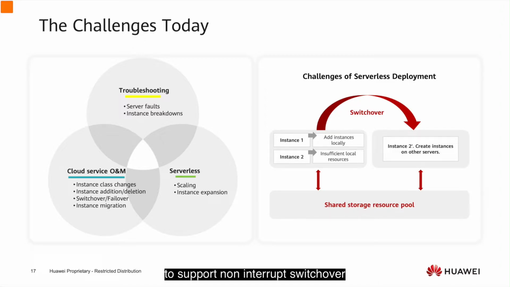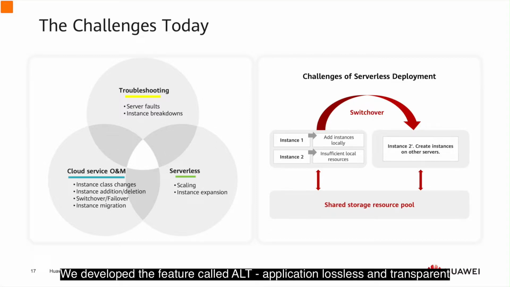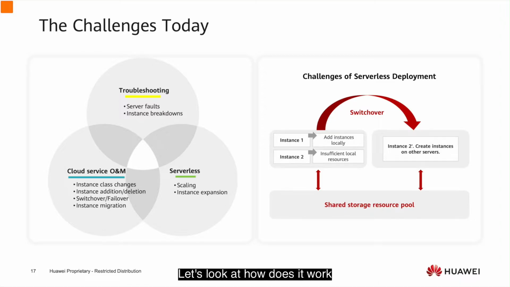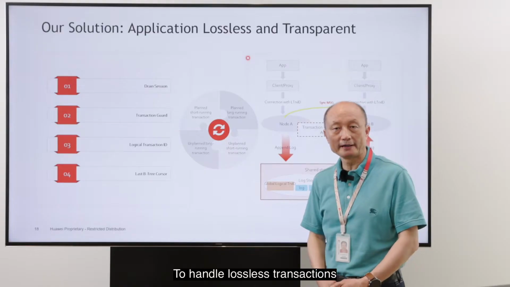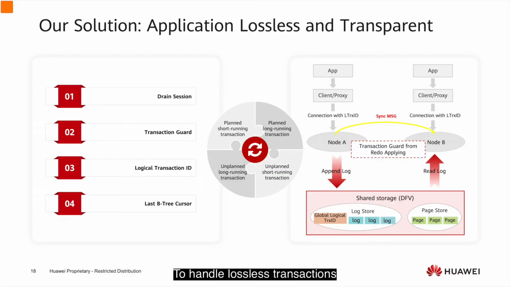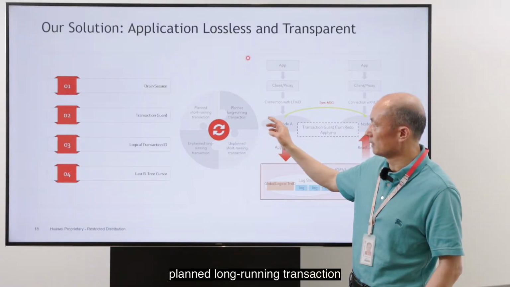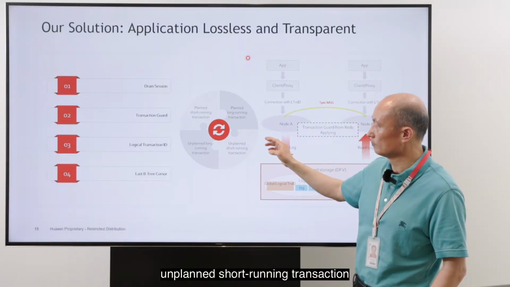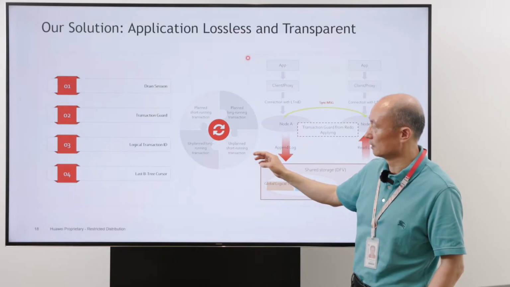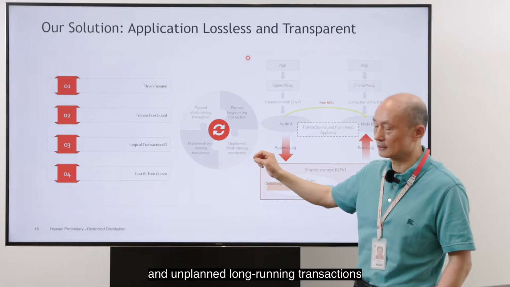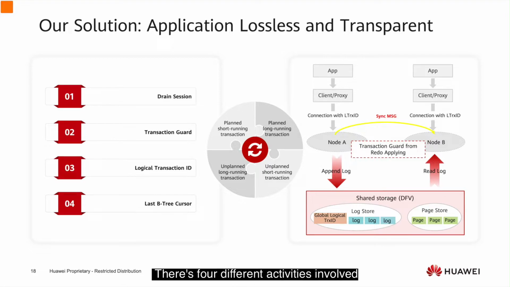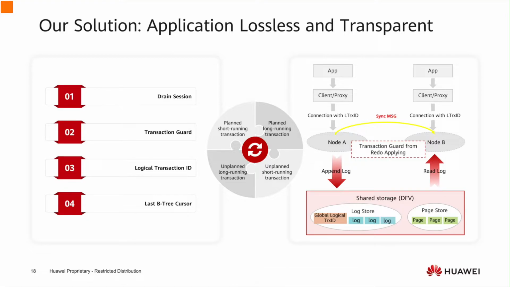To support non-interruptive switchover, we developed the feature called ALT, Application Lossless and Transparent. Let's look at how it works. To handle lossless transactions, we need to consider 4 different scenarios: planned short-running transaction, planned non-running transaction, unplanned short-running transaction, and unplanned non-running transactions. There are 4 different activities involved.